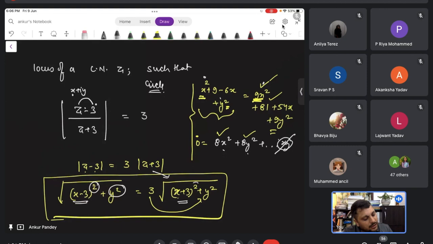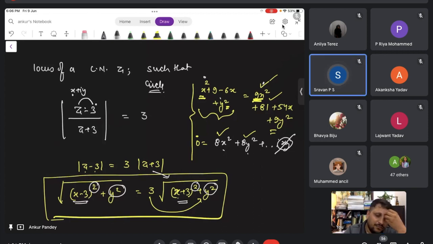X plus 3 real part square, imaginary part square. Got it? Sure. Got it, sir. Next question.